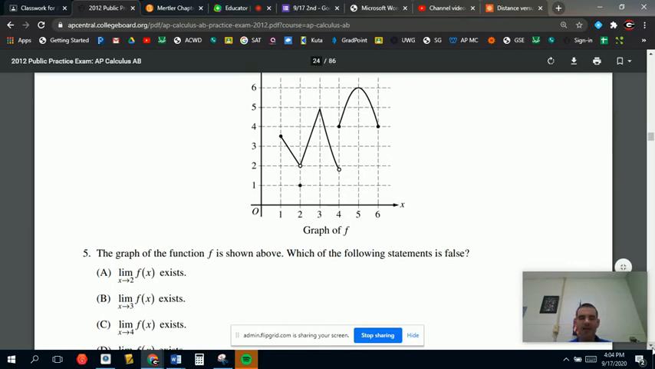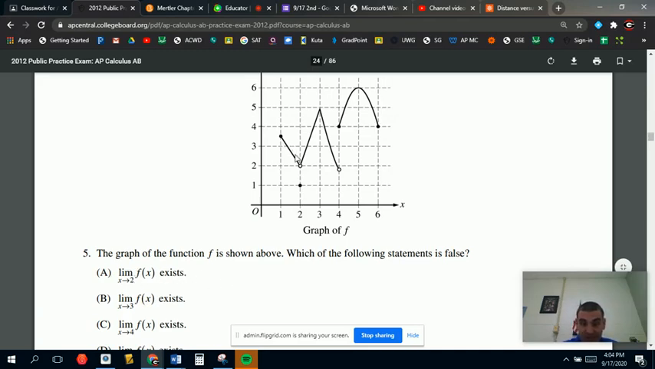All right, 5 is about limits. For a limit to exist, usually that means that it has the same limit on both sides. So for this one, it says which statement is false. You need to consider every answer choice. This is not one you can just do and then look at the answer choices. So A says the limit as x approaches 2 of f of x exists.